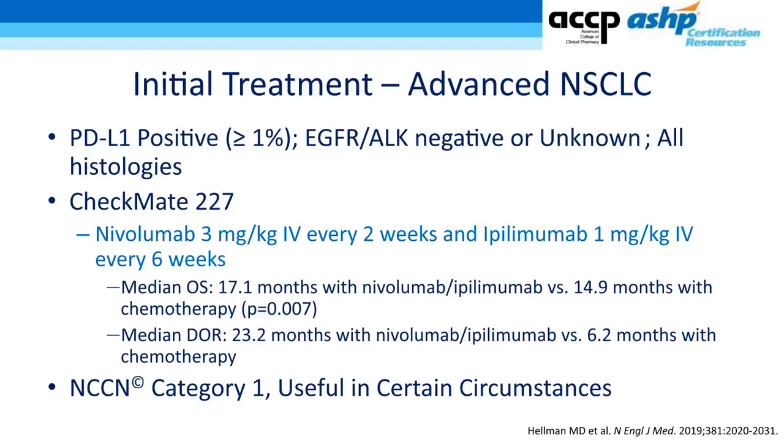As we discuss PD-L1 positive disease and how immunotherapy as a monotherapy may be an option, I did want to take a moment to discuss an additional immunotherapy-only, chemo-free combination. Based on CheckMate 227, nivolumab and ipilimumab were studied in combination in patients that were PD-L1 less than 1% and had no actionable mutations. This patient population involved all histologies. Of note, the median overall survival observed with combination nivolumab and ipilimumab was 17.1 months compared to 14.9 months.